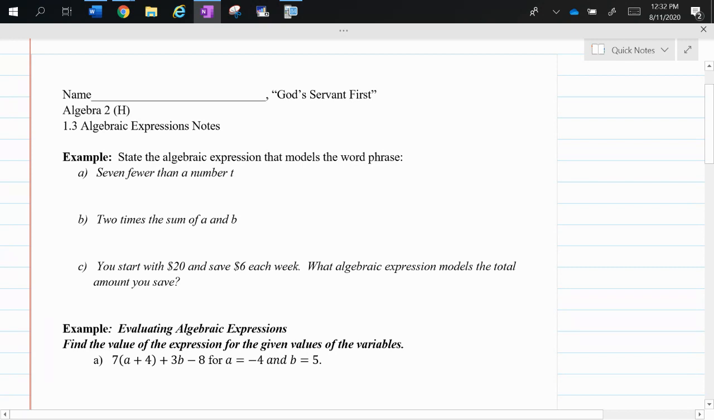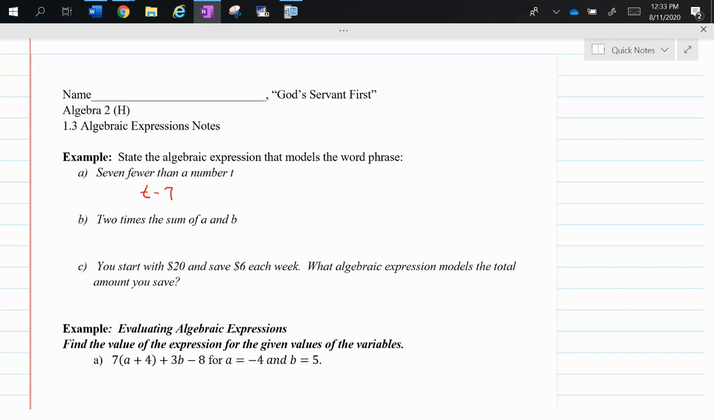So when I read, I'm looking at letter A, when I read 7 fewer than a number t, fewer than means is less than, and is less than means we're going to subtract. So 7 fewer than a number t would be the number t minus 7. That's an algebraic expression made up of numbers, symbols, and variables.